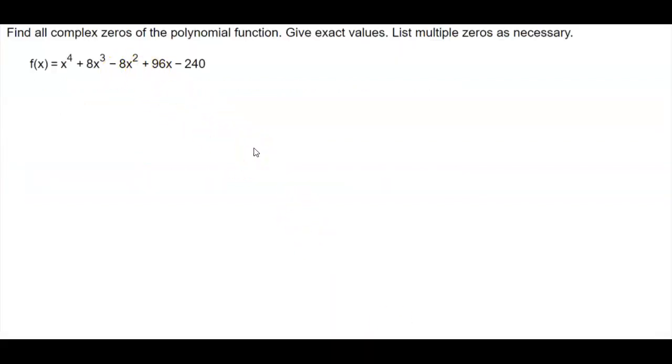So the first thing we want to do is figure out what are all the possible rational zeros of this function. In order to do that, we need to figure out what represents p and what represents q. Well, p represents the constant, so we're going to put in plus or minus 240. And then the value of the leading coefficient represents q. Now we're going to write down all the factors of 240. So let's go ahead and list them.